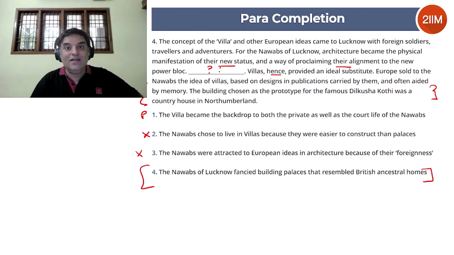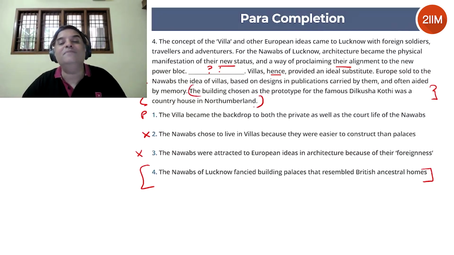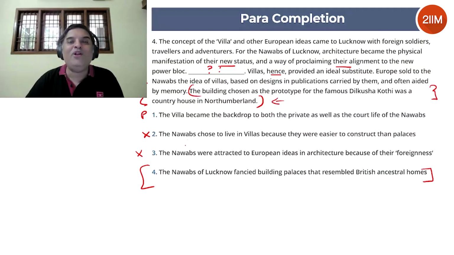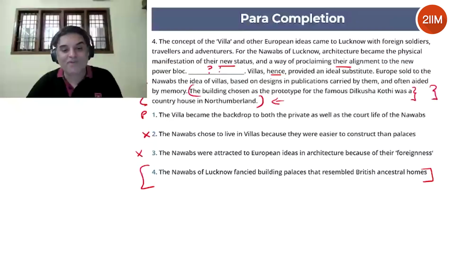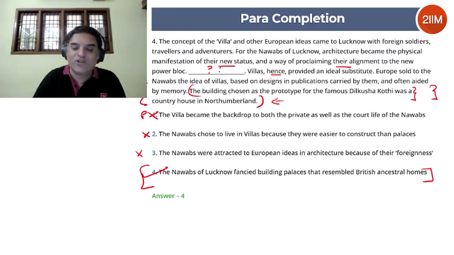They fancied building palaces. Okay, they wanted to build palaces that resembled British ancestral homes, and villas were European. So villas hence provided an ideal substitute. Okay, so it flows very well, and it's also connected to this sentence. So one can also be here. One also seems to flow well, but four has an additional advantage. It is connected to this. So that's why you have to choose between 1 and 4, and 4 seems to be a better fit primarily because of this reason. Okay, so that's why 4 is the answer.